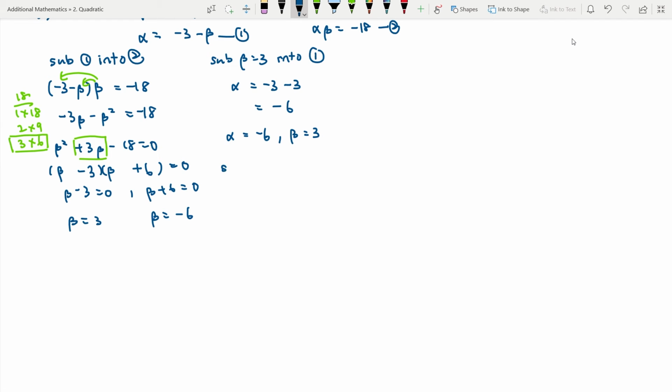For the second one, substitute beta equal to negative 6 into either equation. Here, I choose equation 1 again. Alpha is equal to negative 3 minus negative 6, which is negative 3 plus 6, 3. For the second set, we have alpha is equal to 3, beta is equal to negative 6.